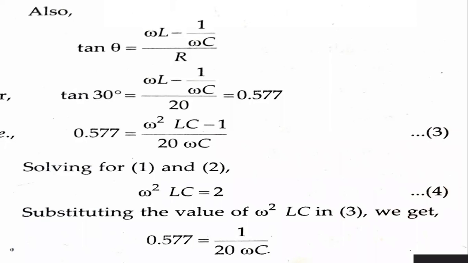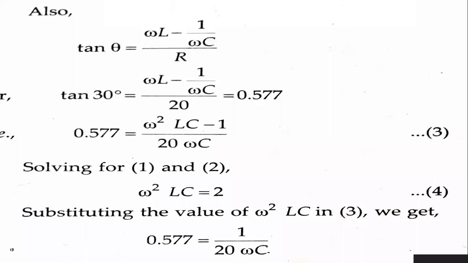Tan theta, where theta is 30 degrees, is given. Omega L minus 1 by omega C, and the magnitude of R is given here. So now there will be the multiplication: omega squared LC will be as it is, minus 1, and this 20 into omega C will come into the denominator. So in this way you can simplify by solving equations number 1 and 2, which are in the previous slide. You will be able to find omega squared LC is equal to 2.